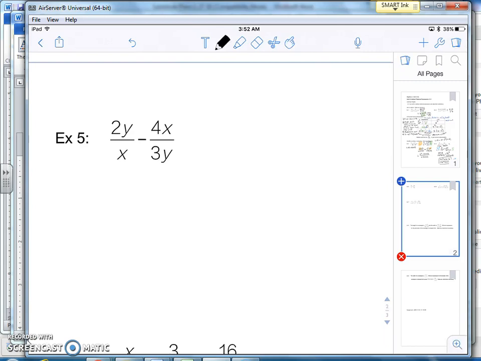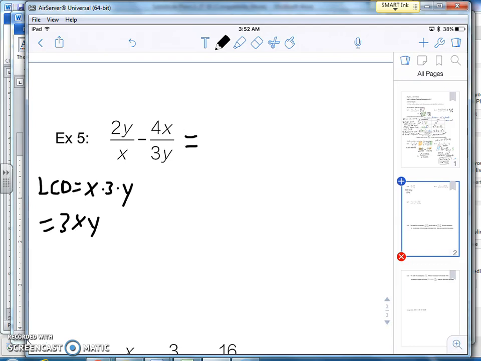I like to list my LCD. So my LCD is the unique factors of the denominator. The first denominator has a factor of x. The second one has a factor of 3 and y. They're all unique. They all are to the power of 1. So my LCD then is going to be 3xy.